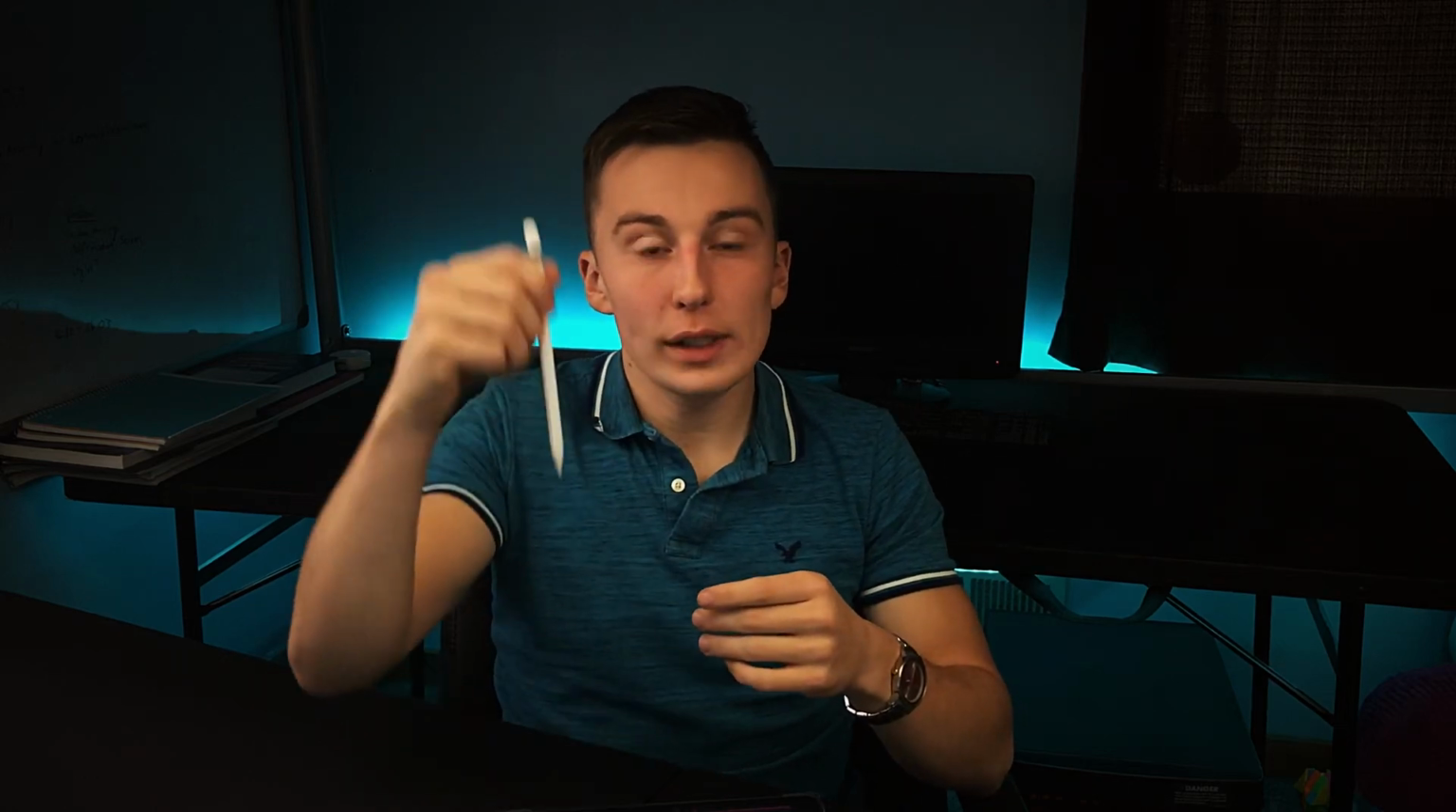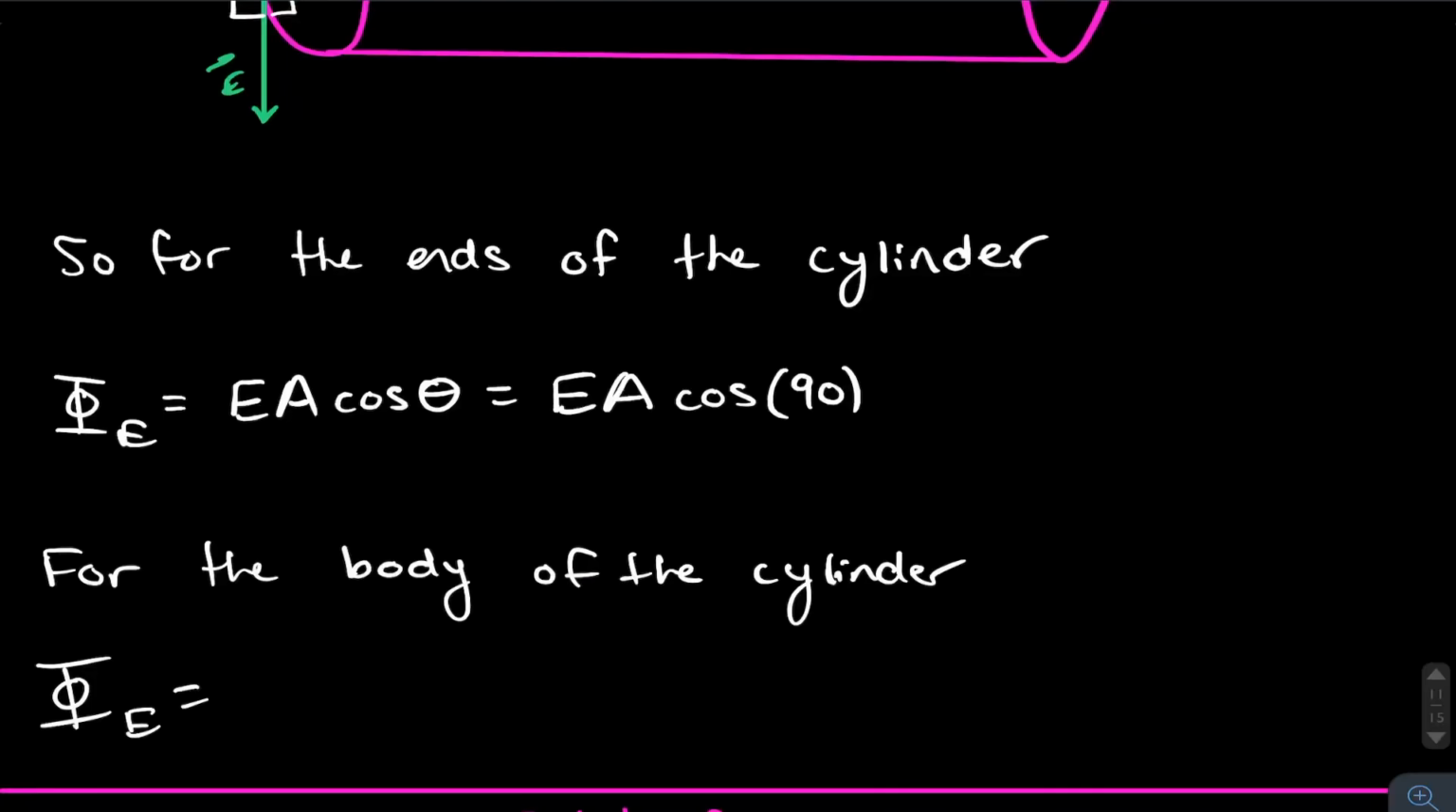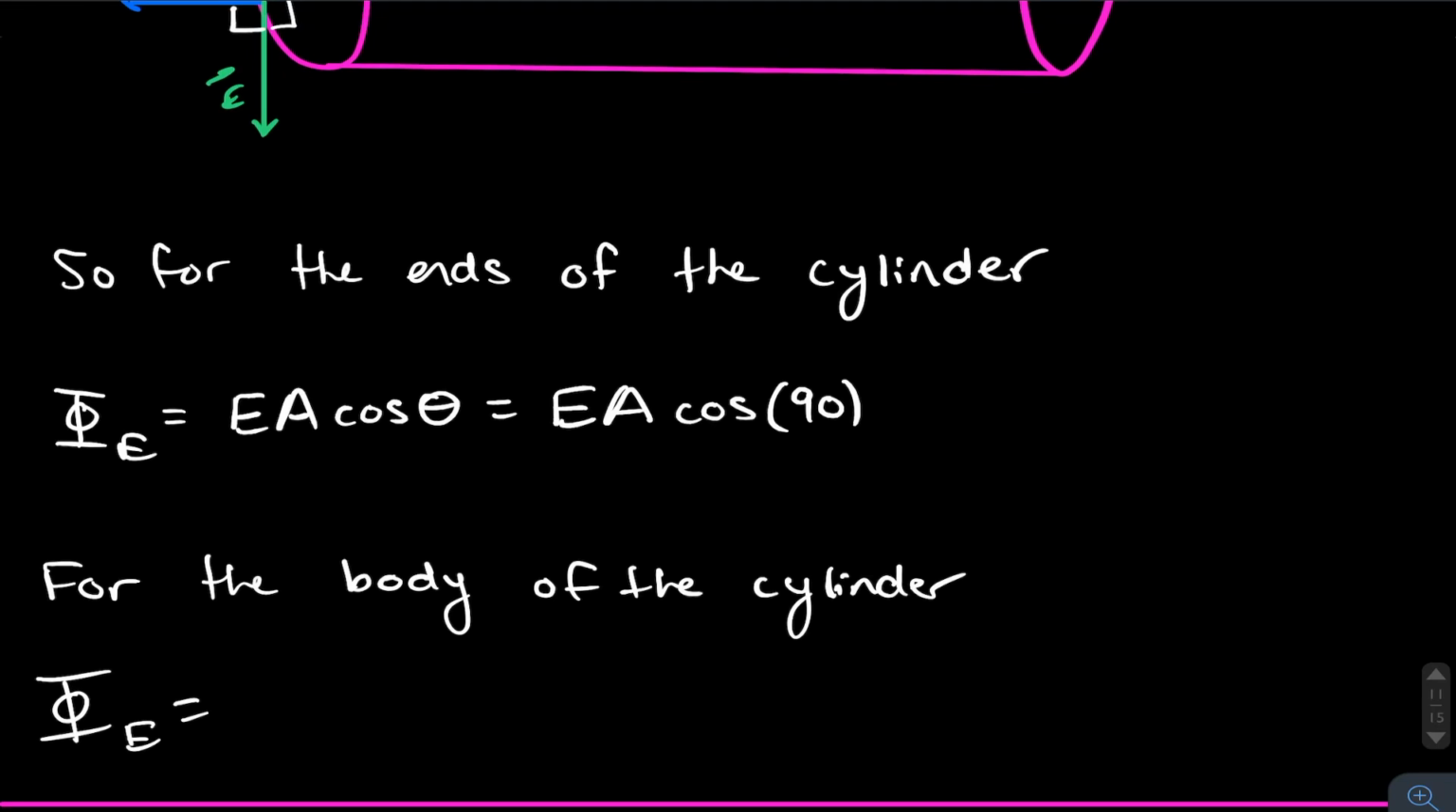Why does that make sense though? Well, because there are no electric field lines going out the sides, right? The electric field lines are always going down, so there's nothing going out the sides. Therefore, the flux is 0. If you understand the definition of electric flux, how many electric field lines are going through a given area, then you can understand this concept. So that's for the ends of the cylinder.